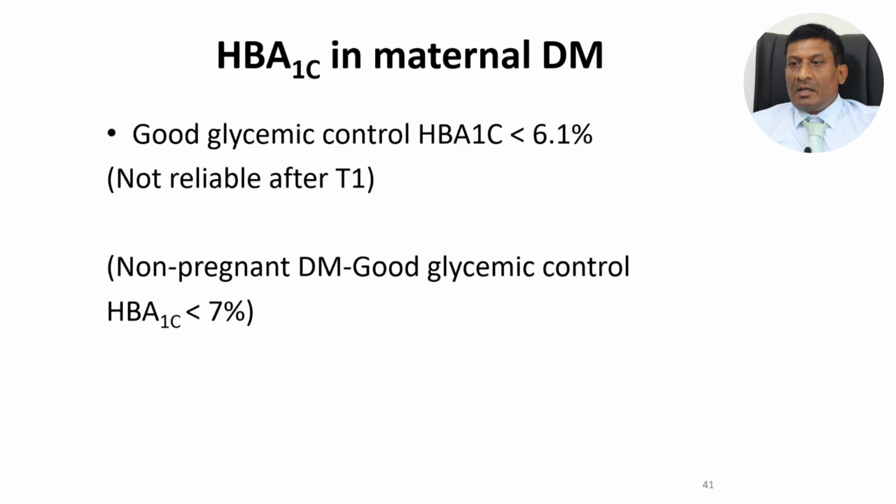Do you do HbA1c in maternal diabetic? The answer is it can be done and is recommended to be done only during 1st trimester of pregnancy. But after the 1st trimester, it is not recommended, and a good glycemic control during the 1st trimester is considered as below 6.1%. Right. So remember, non-pregnant, your good glycemic control is below 7%, but for pregnancy, you can see the values are different.